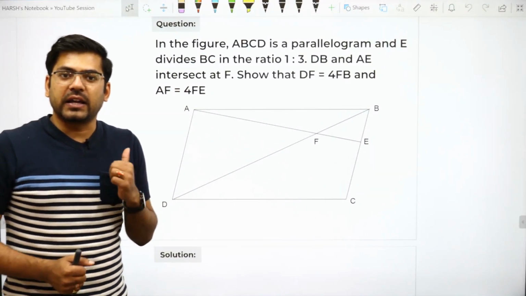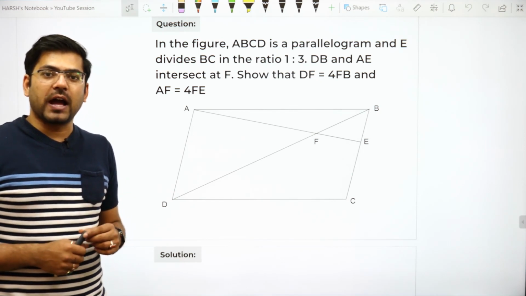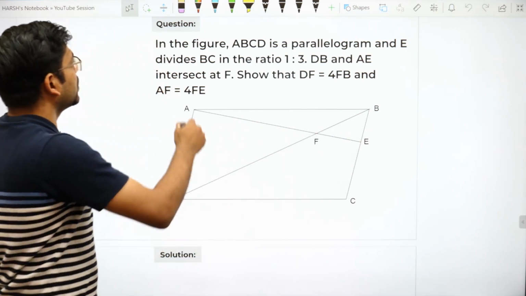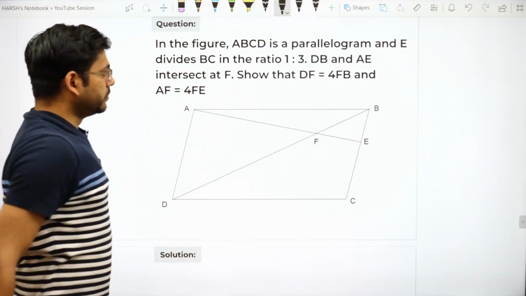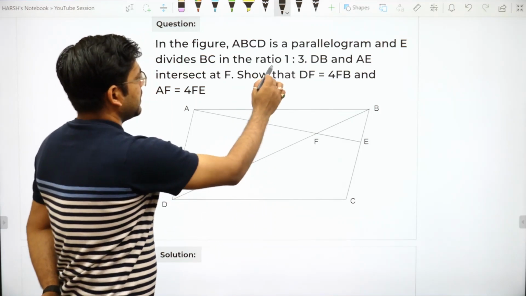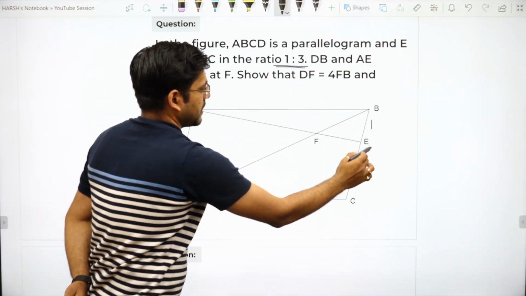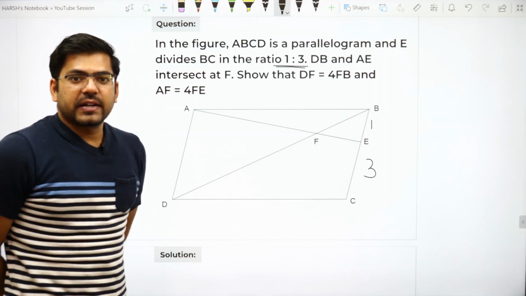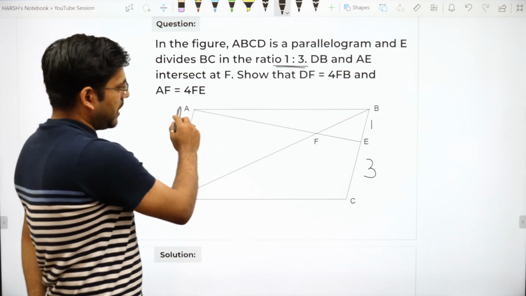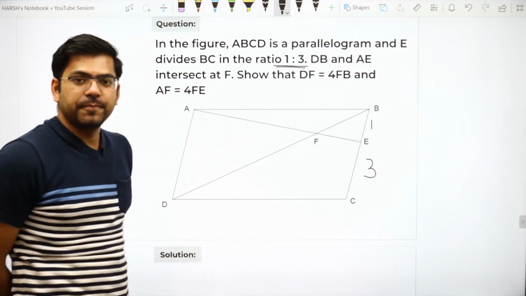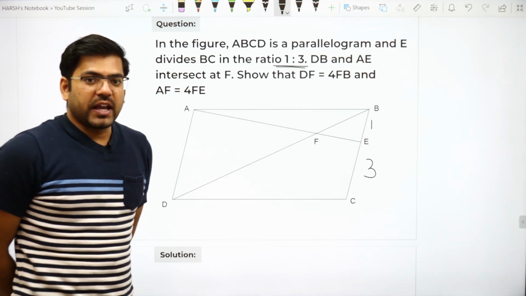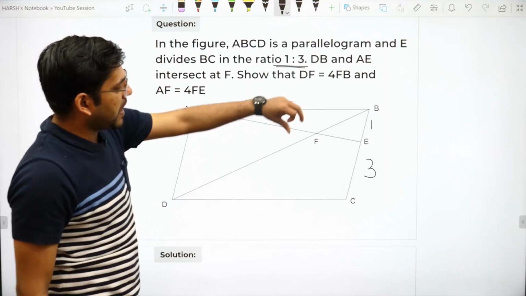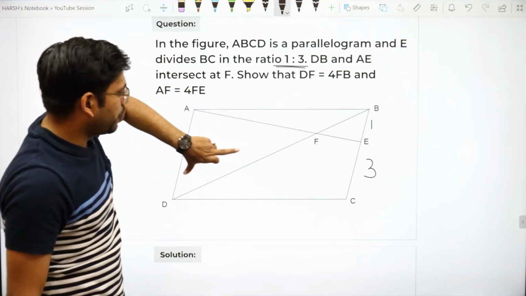It says that in the given figure, ABCD is a parallelogram and E divides BC in the ratio 1:3. So I'll just start solving this question. E divides BC in the ratio 1:3, so if this is 1, then this will be 3. AE intersects BD at F. It is given. And we have to show that DF is equal to 4 times BF, which means we have to show that this is in the ratio 1:4.